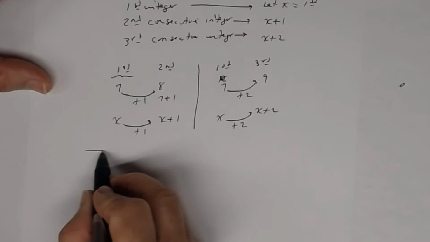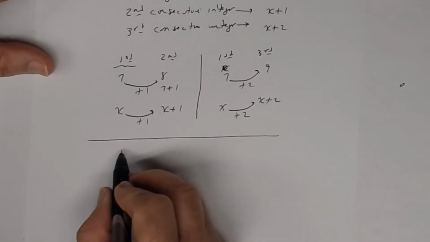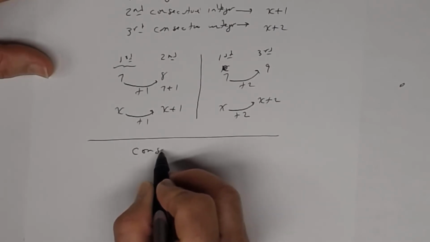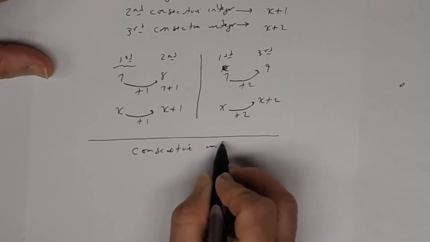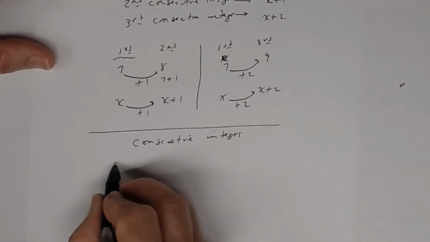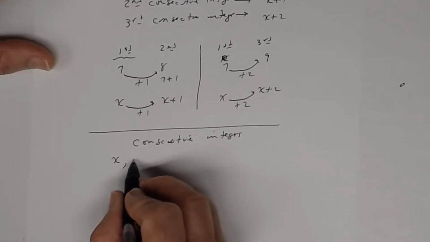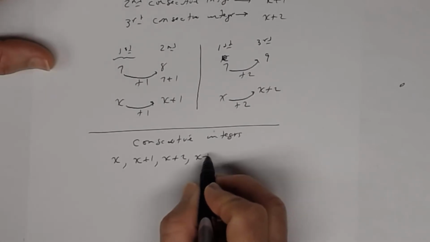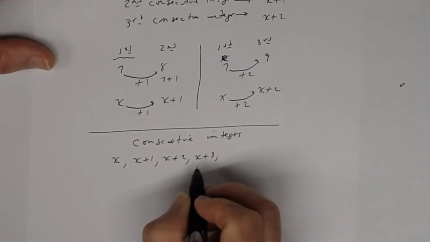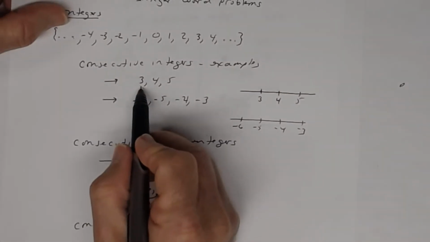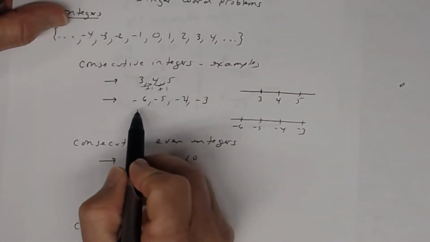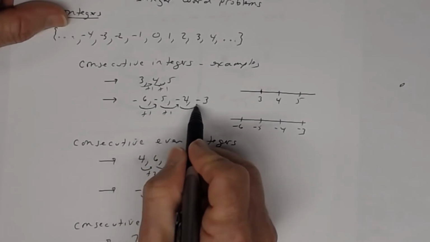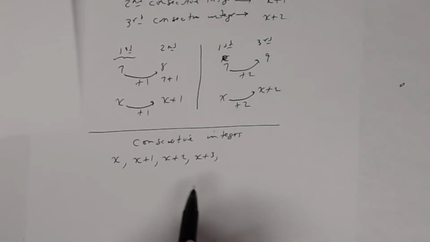Okay? Listen carefully. Let's talk about abstractly what consecutive integers would look like. If x is my first, then what's my next one? X plus 1. What's the next one? X plus 2. What's the next one? X plus 3. Because you keep adding 1, right? So if you go back here, what did I keep adding each time? I kept adding 1 each time, right? Negative 6 plus 1 is negative 5. Negative 5 plus 1 is negative 4. Negative 4 plus 1 is negative 3. So you keep adding 1.